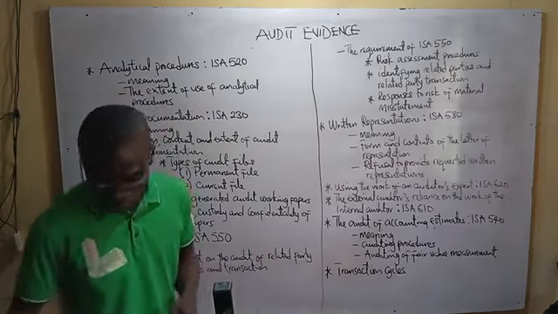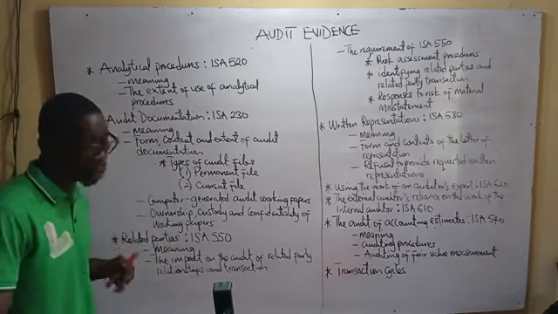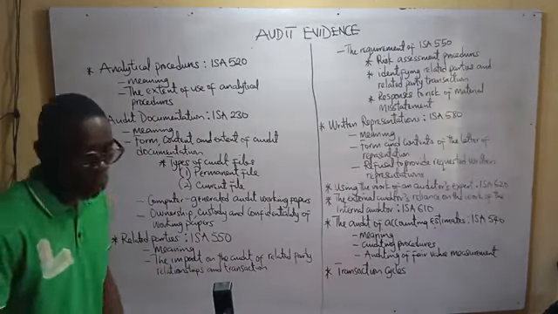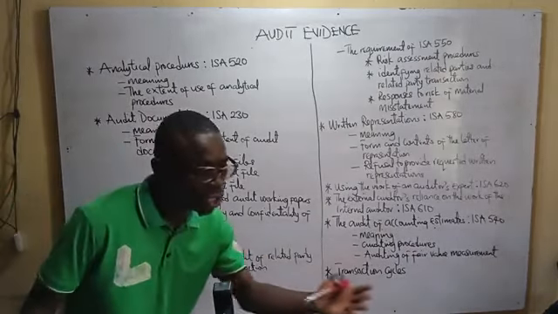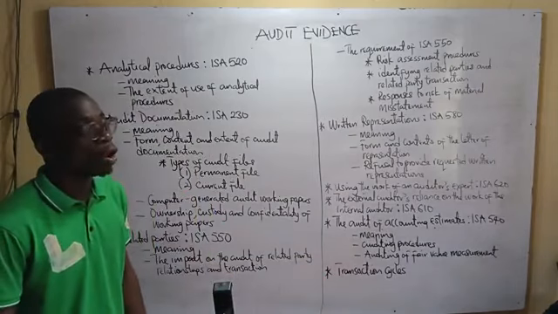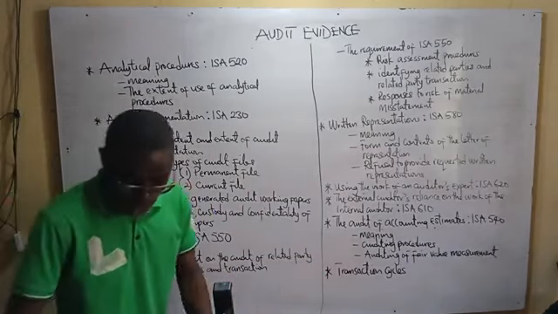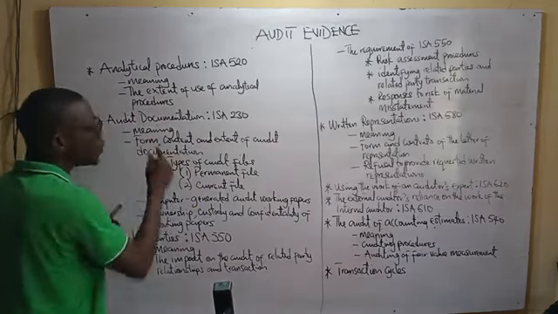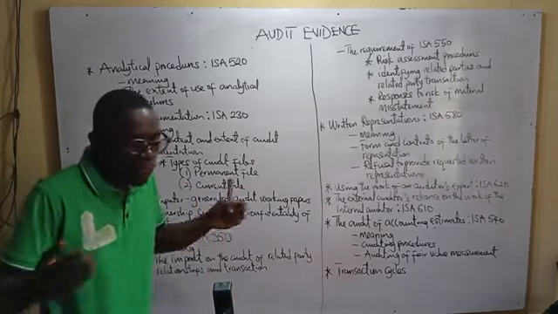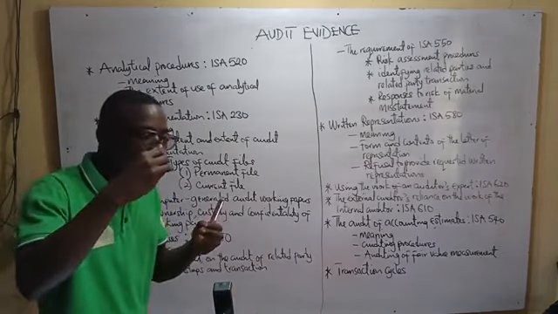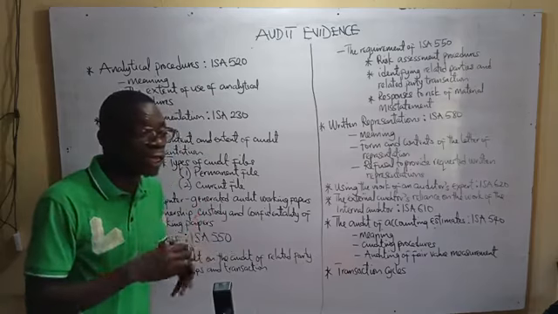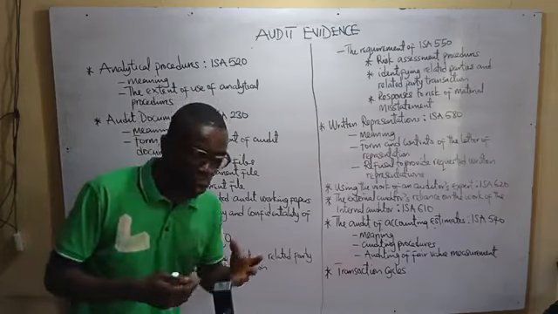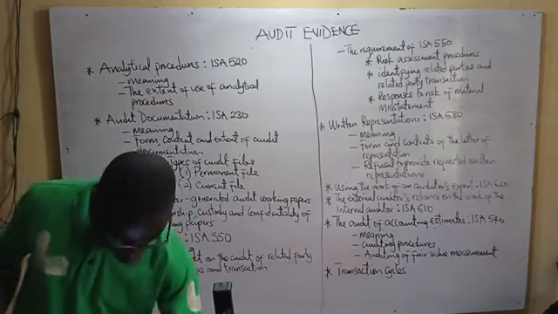Now, what's the essence of audit documentation? Audit documentation provides the audit procedure that will be performed, the audit evidence that will be obtained, and the conclusion reached. This is what the audit working paper is going to provide, because it is upon this evidence you have gathered that you can draw an opinion or make a conclusion.